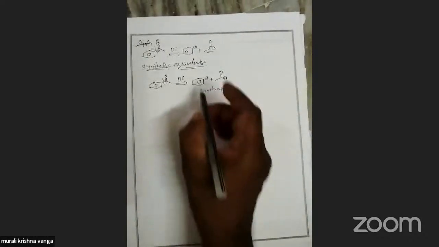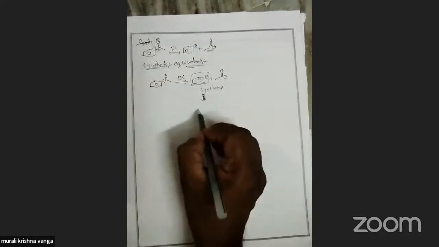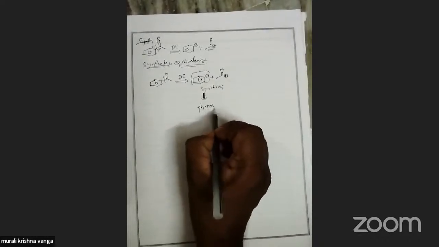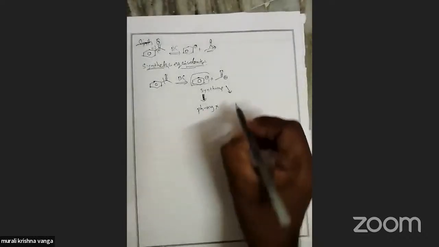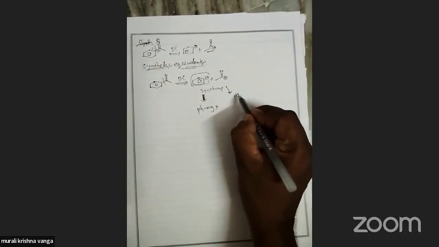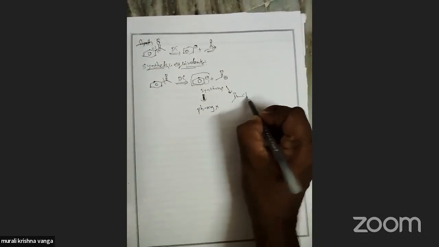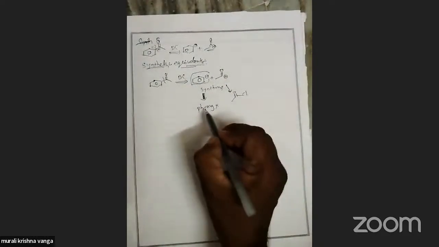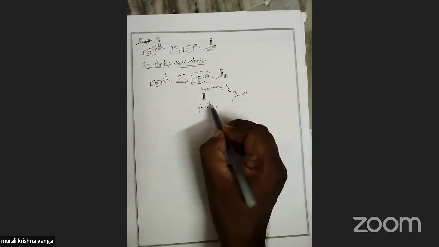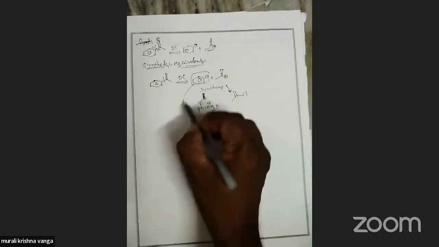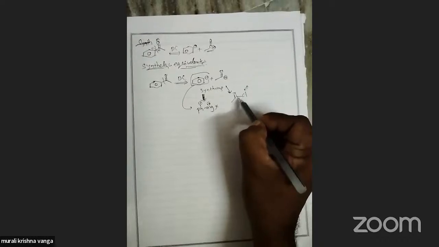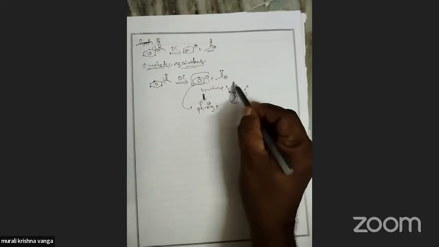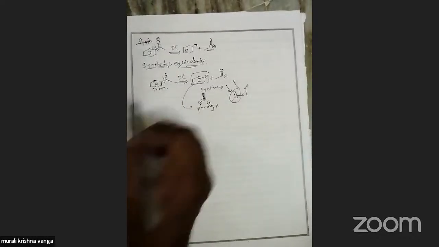The synthetic equivalent of this synthon is phenyl magnesium halide. For the other synthon, the synthetic equivalent is the acyl chloride, C double bond O with chlorine. Here magnesium is positive and phenyl is negative. In the same way, chlorine is negative and carbonyl is positive. So this is how we synthesize this target molecule.